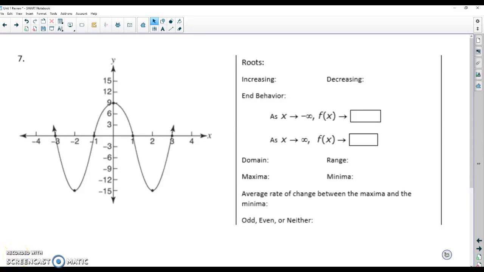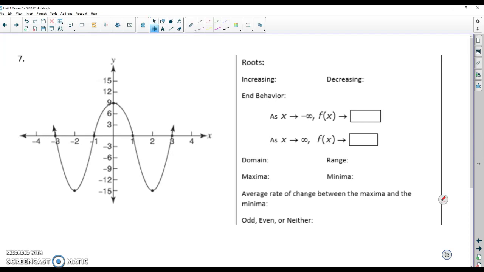Okay, the next few problems are about key features of a graph. So what I want to do is go from what I think is something that students have more success on, and end up with the stuff that people struggle with. So I want to start off with just finding the roots right now.